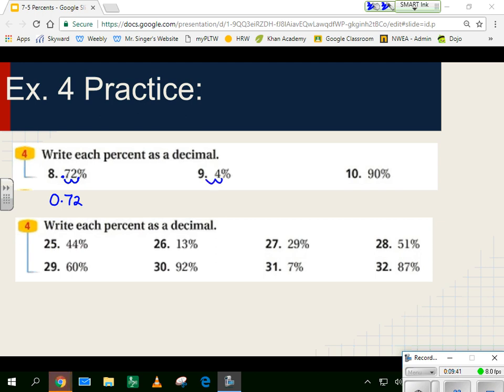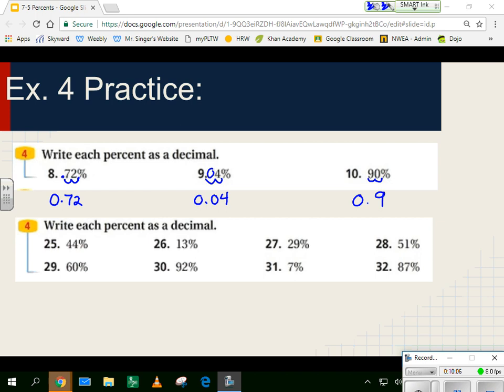Once, and then one more. What do we do with this empty space? You put a 0 there. So it's 0.04. And 90%, again, we have the decimal here. We just move it twice. You get 0.90. And again, you have that 0 hanging off after the 9. You don't need that. You could just have 0.9 to make it work.